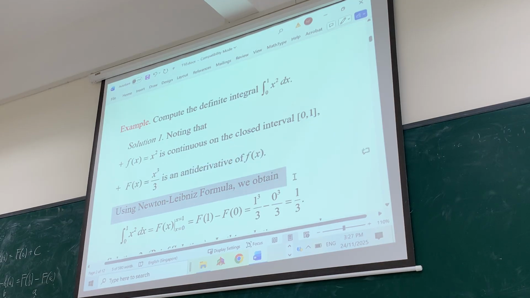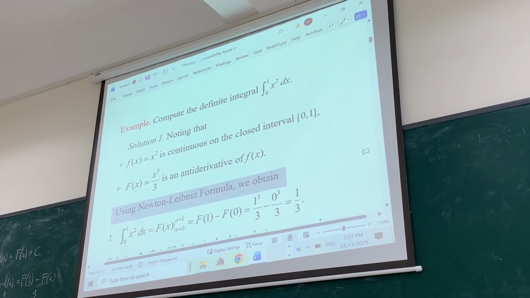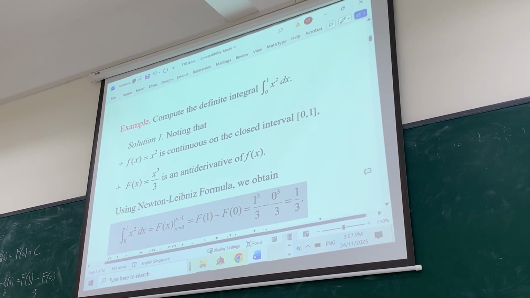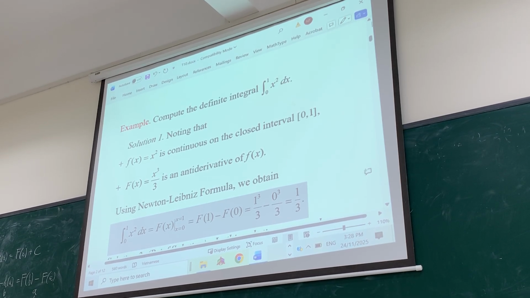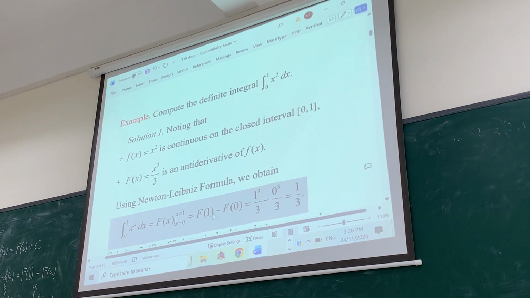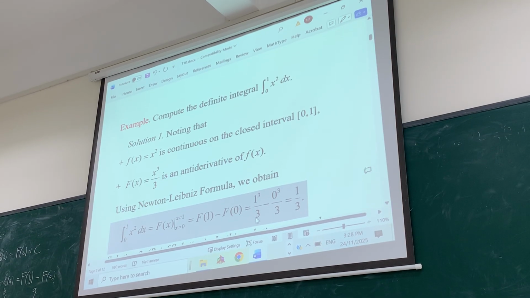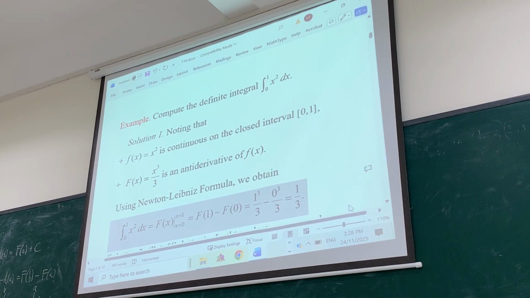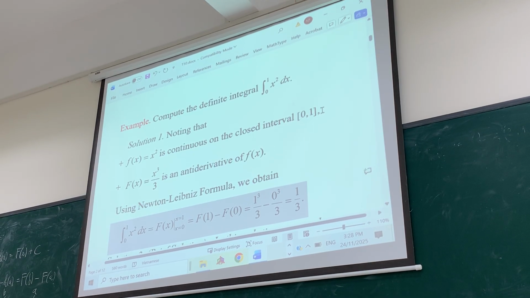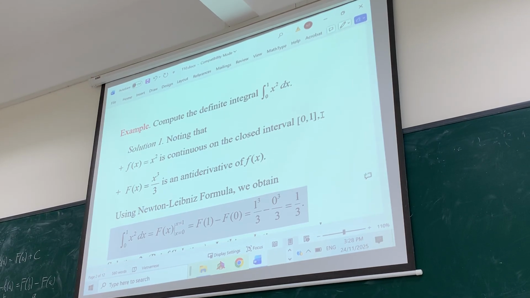To continue, using the integral formula, we can obtain the definite integral from 0 to 1 of x squared dx is equal to the antiderivative evaluated from 0 to 1. We replace x by 1, and x by 0. It equals 1 cubed over 3 minus 0 cubed over 3. The final result is 1/3. In this first solution, we use the first fundamental theorem.